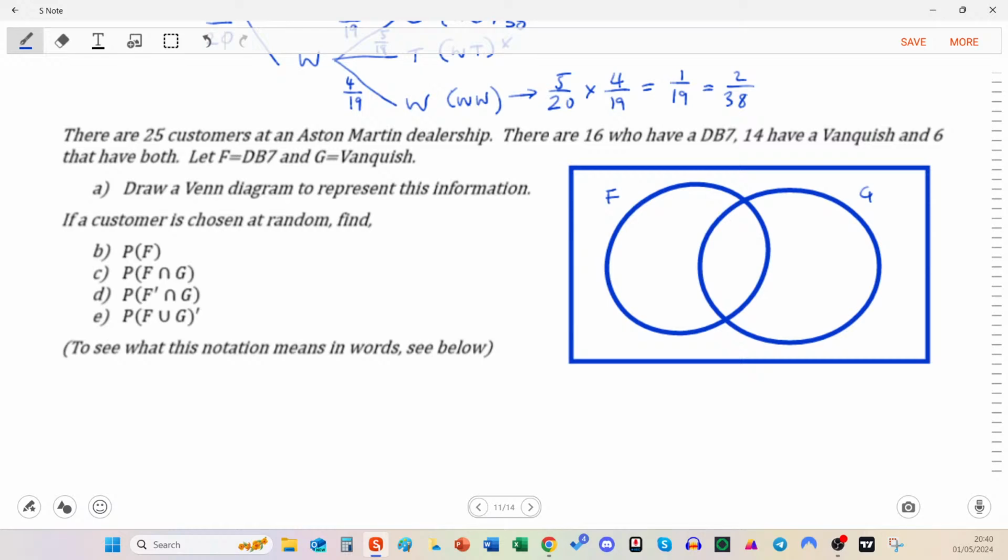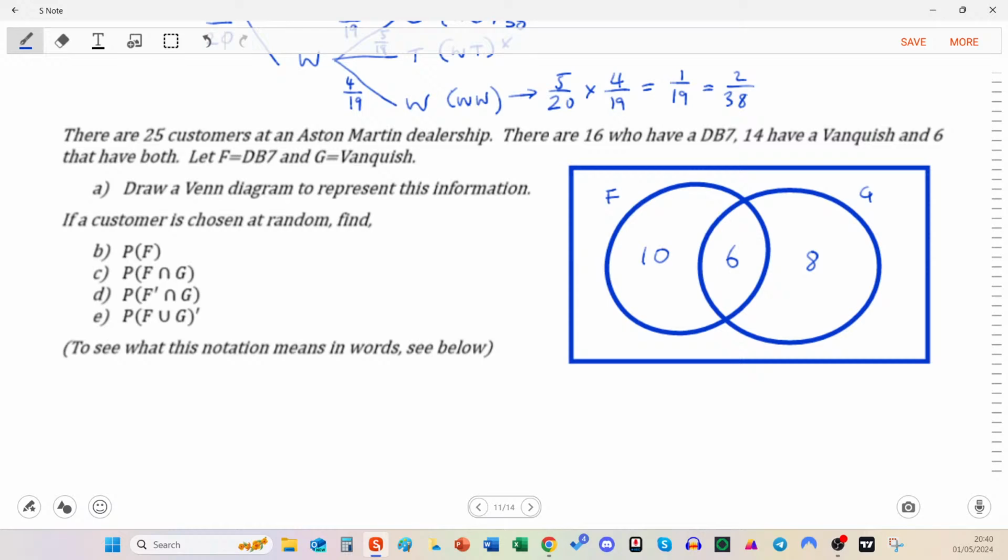25 customers in Aston Martin dealership. So those are the total. There are 16 who have a DB7, and the DB7 is F. So there's 16 in this circle here, and 14 have a Vanquish, and 14 in this here. 6 have both. So if that's 16, that represents 10. If that's 14, that represents 8, right? Because the total in those circles have to be 16 and 14. Therefore, we've used a bit of logic to figure that out.